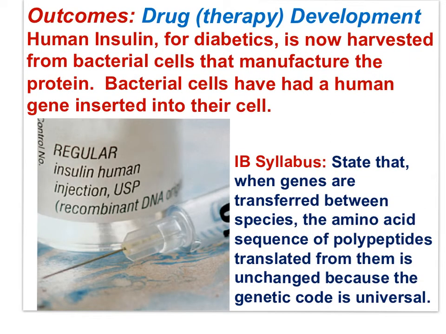The Human Genome Project has stimulated the proliferation of genetically based drugs and therapies, such as the manufacture of human insulin by bacteria that transcribe and translate the human insulin gene as if it was their own. And this works because when genes are transferred between species, the amino acid sequence of polypeptides translated from them is unchanged because the genetic code is universal.